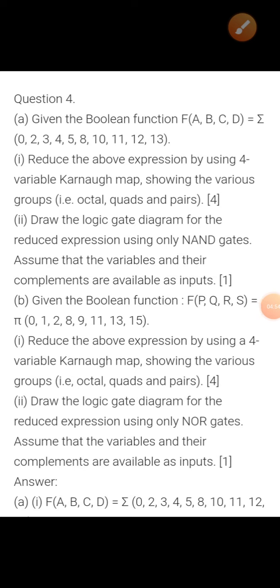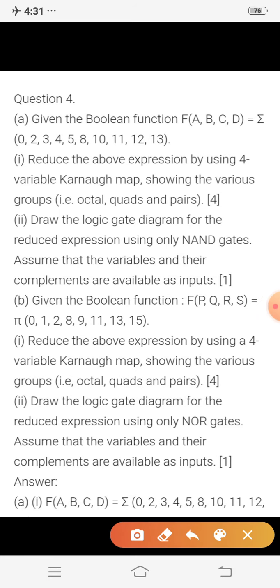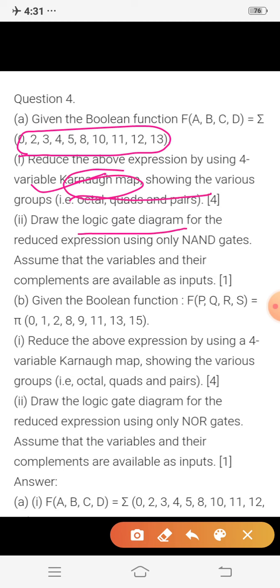One more question, homework again. Given the Boolean function f(A,B,C,D) equal to sigma, that means the sum of minterms is given. You have to reduce it using a 4 variable Karnaugh map, and draw the logic gate diagram for the reduced expression using only NAND gates.